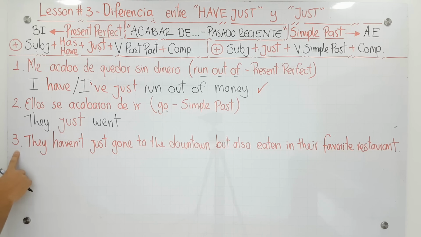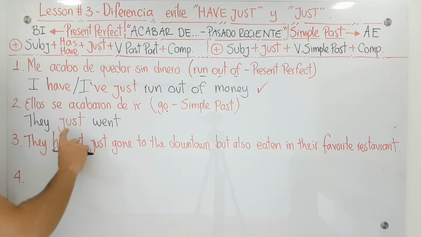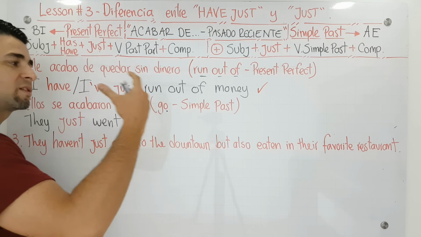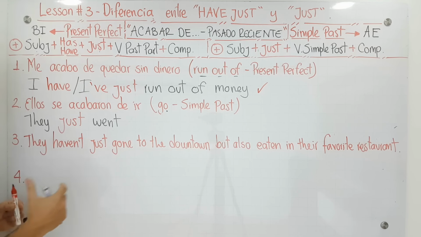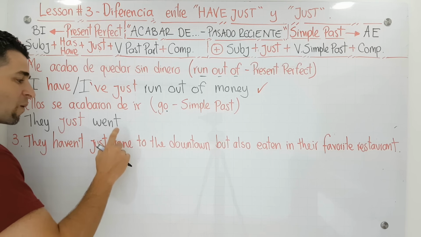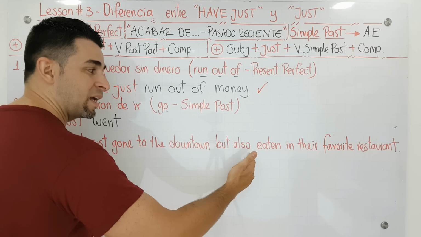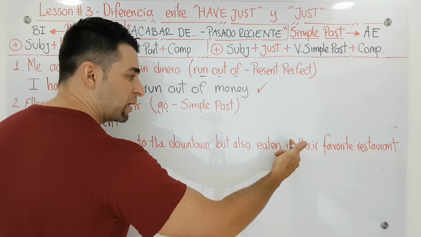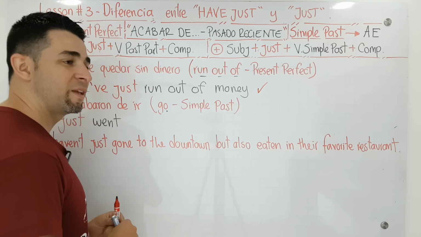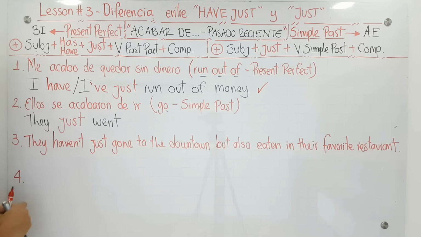Now look at this number 3. This number 3 is already in English, so try to understand it. Vamos a tratar de entenderla. Entonces, ¿qué dice? Ellos no solamente acabaron de irse al centro de la ciudad, sino que también, ¿qué? Han acabado de comer en su restaurante favorito. ¿Listo? Entonces mire que sería una opción de entender eso.